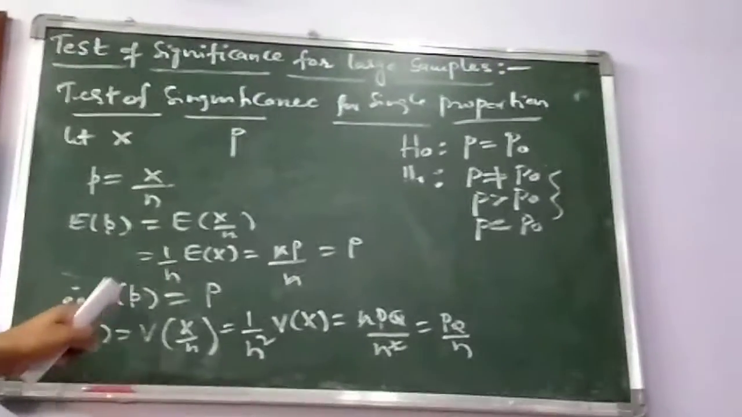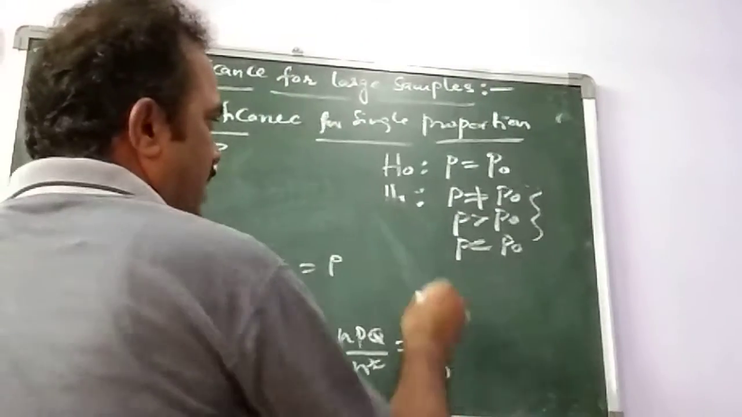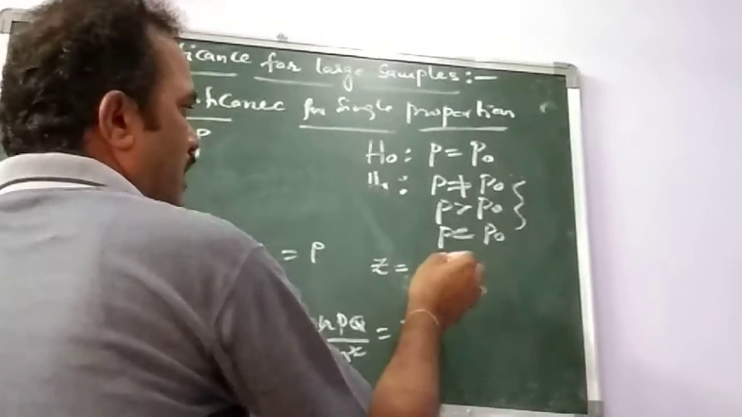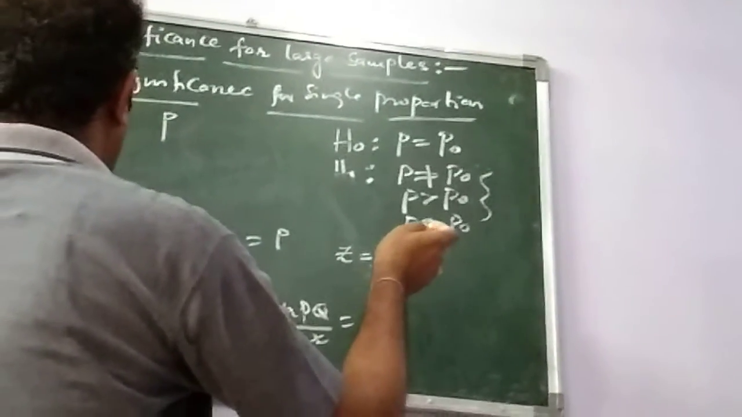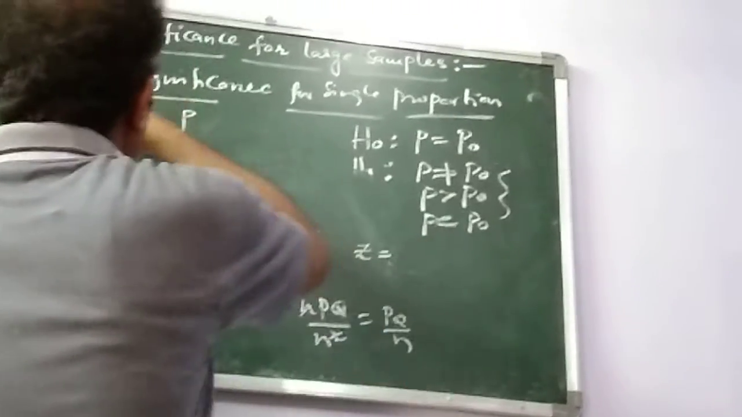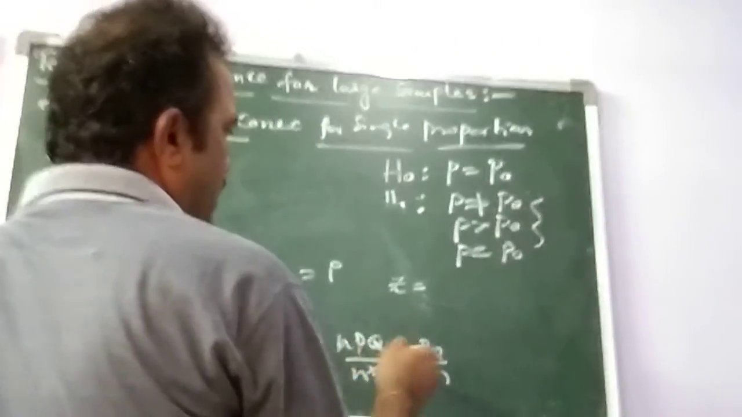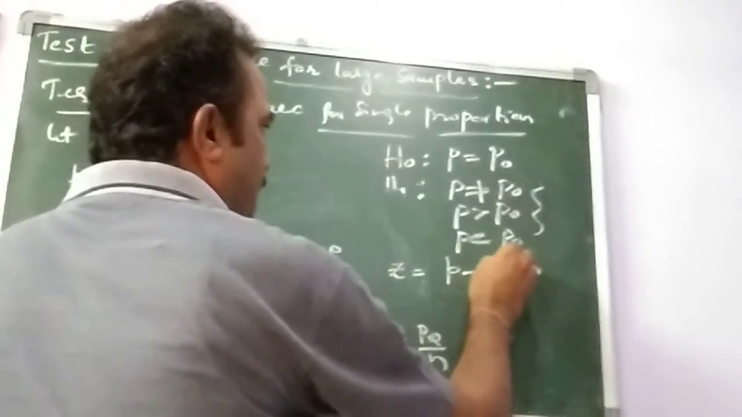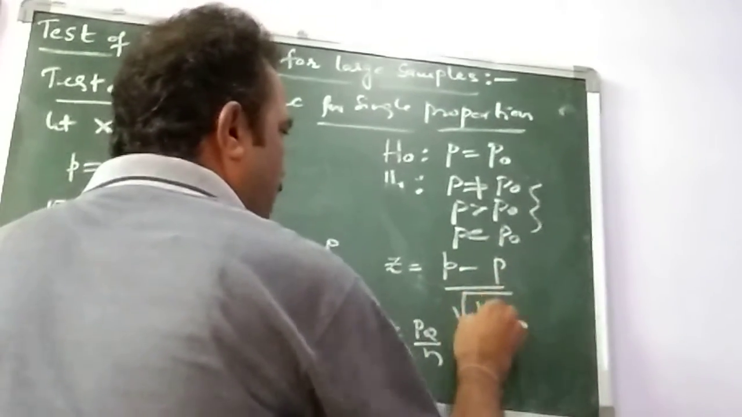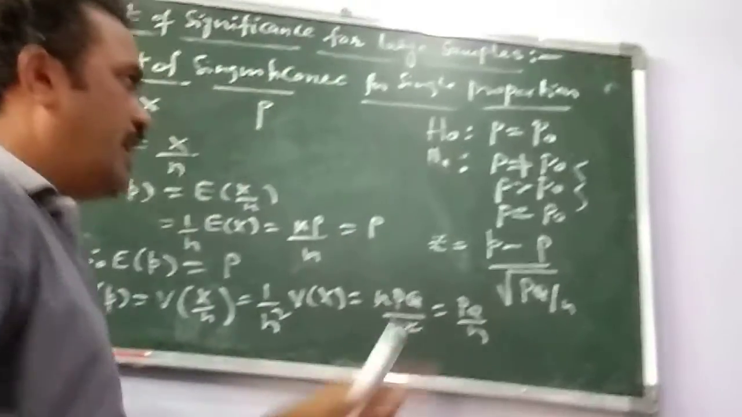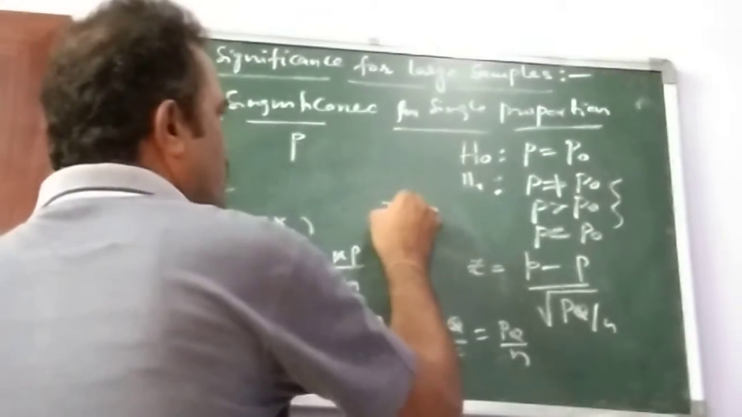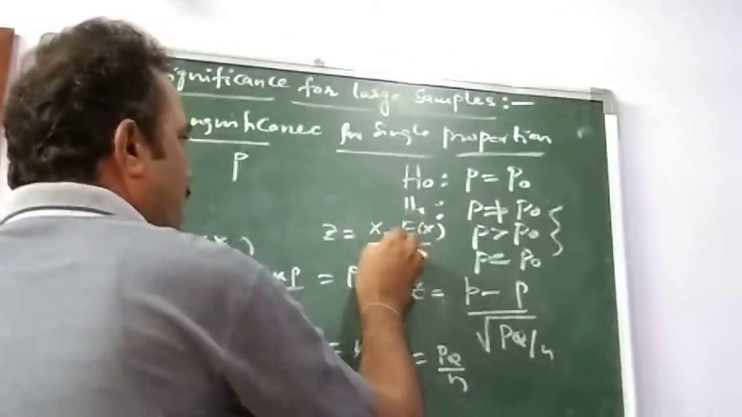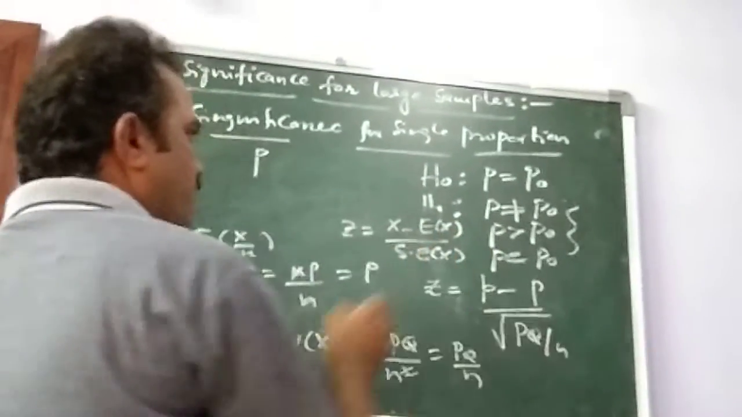So take these two values and apply the z formula. We know that z is equal to x minus expectation of x by standard deviation of x. This is the test of significance for the single proportion. What is the formula of the test statistic? It becomes small p minus capital P by square root of pq by n. So we know that z is equal to x minus expectation of x by SD of x. This is the test statistic formula.